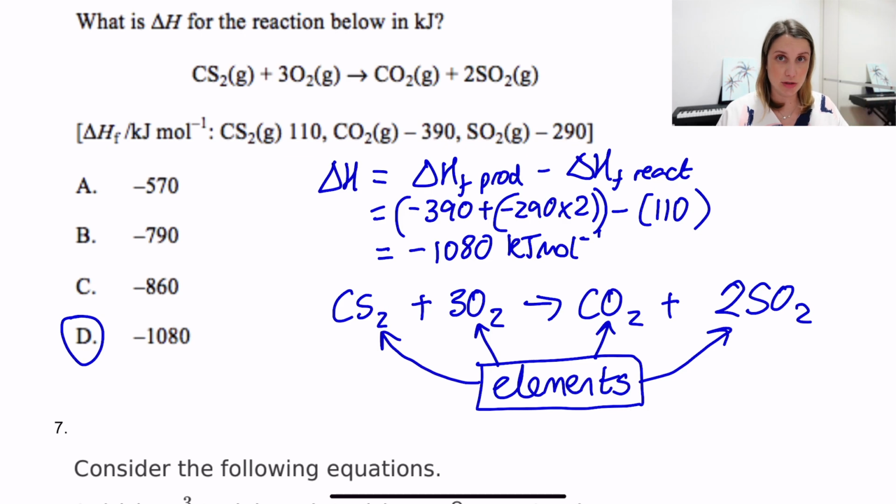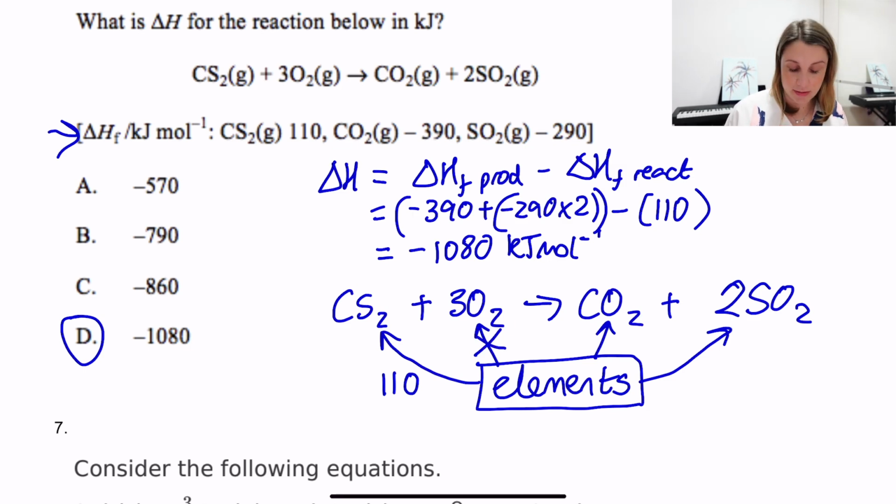Going from the elements to the compounds and adding in the enthalpy changes that they gave me in the question. So for CS2, this number is 110 here. For oxygen, remember that this one doesn't have an enthalpy of formation, like it's already its element in standard states. And then the CO2, this is going to give me the minus 390, sorry. And then the SO2, this is minus 290 times 2.